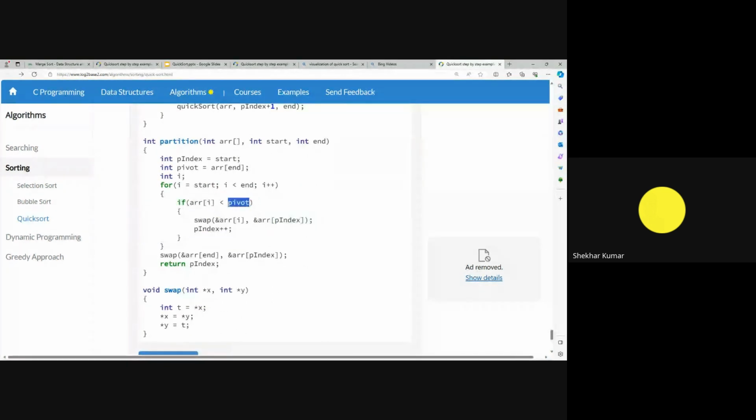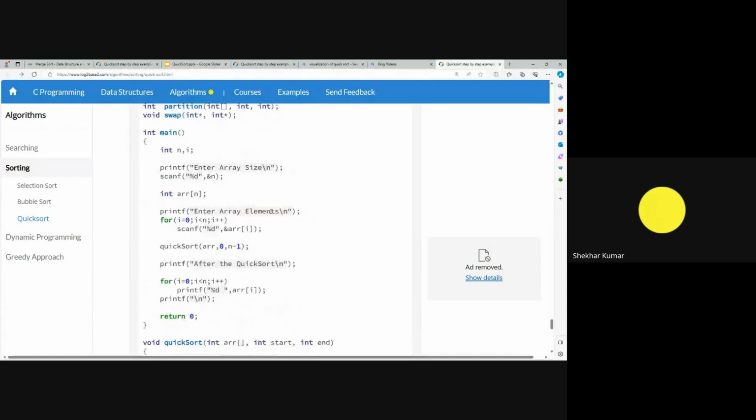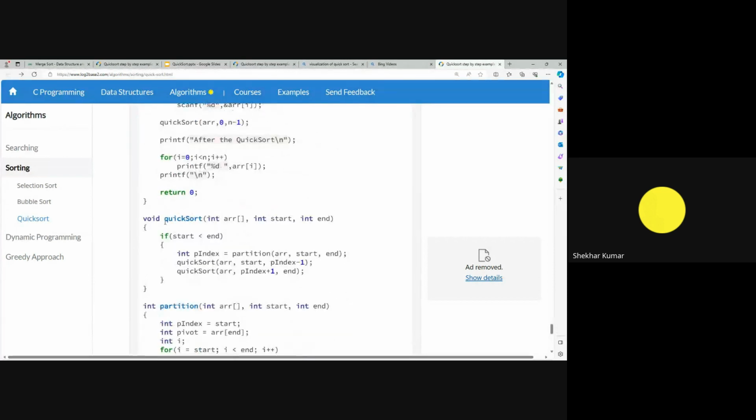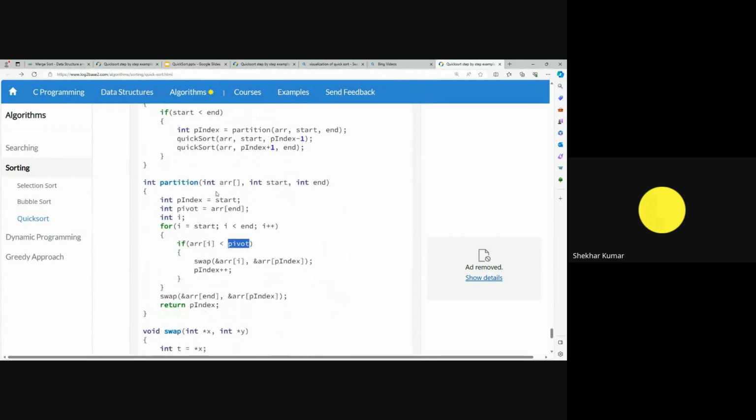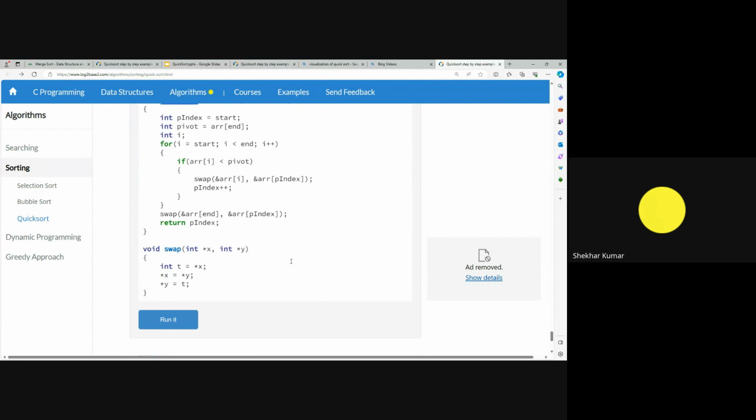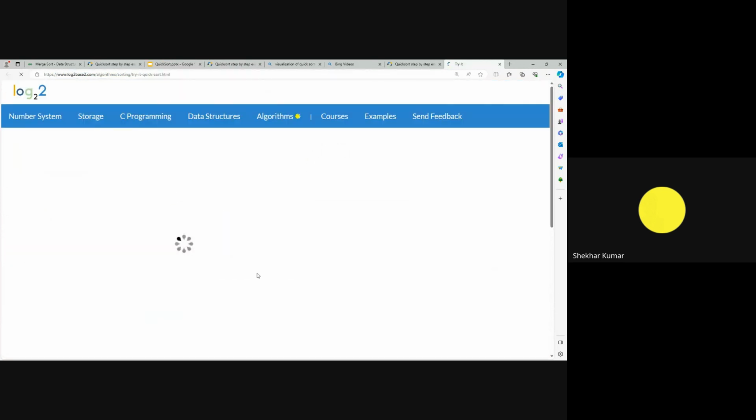On the basis of this pivot index, I have divided the problem again into two parts. Again, this partition function will be recursively called until it becomes minimum. Okay, this is the code. We run this code.